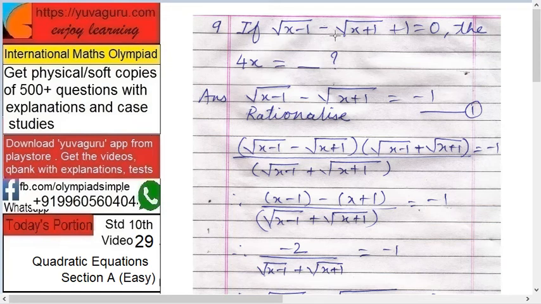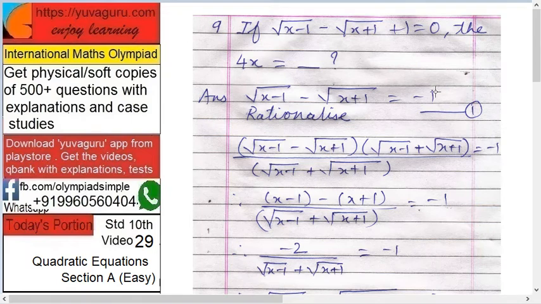Root of x minus 1 minus root of x plus 1 plus 1 equals 0, then 4x equals to what? Basically, you have to solve this and find 4x. Okay. Root of x minus 1 minus root of x plus 1.